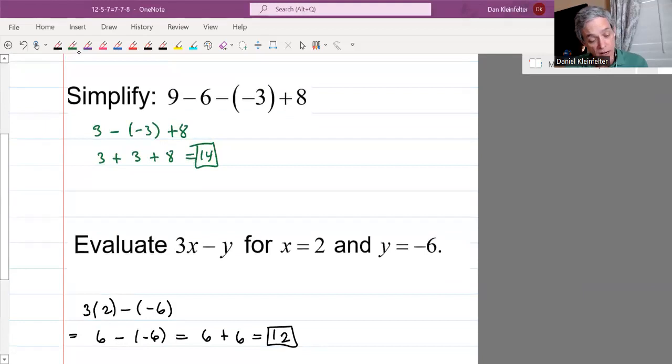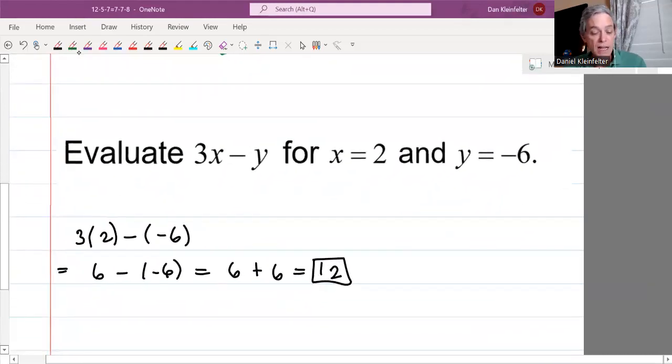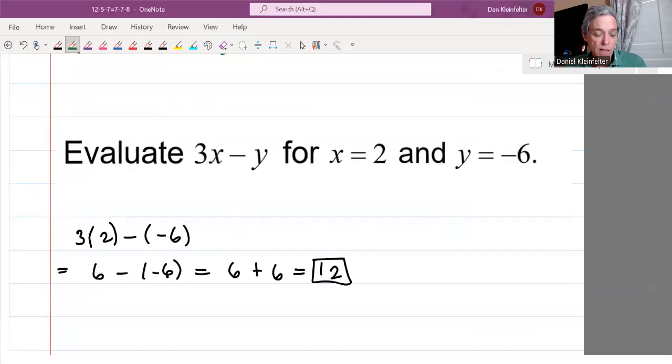All right. Here we're going to evaluate an expression. This one I've already started for us. It's 3x minus y when x is 2 and y is negative 6. So 3 times x, that's 3 times 2 is 6. And then we're subtracting from it negative 6. So 3 times 2 is 6, minus 6, subtracting negative 6 is the same as adding positive 6, and that's where we're getting positive 12 from.